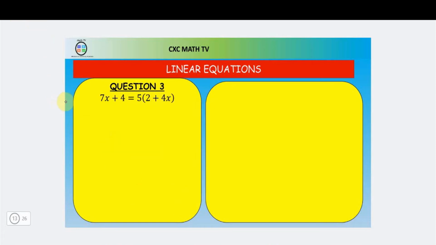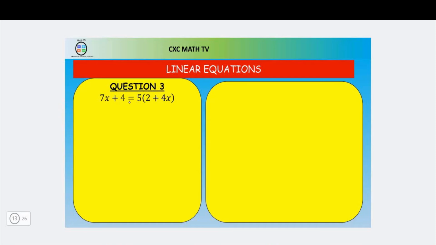All right. Now, question 3 right here. Question 3, it says, solve this equation for x. 7x plus 4 equal to 5 in bracket 2 plus 4x. Go ahead, pause the video and attempt the question.